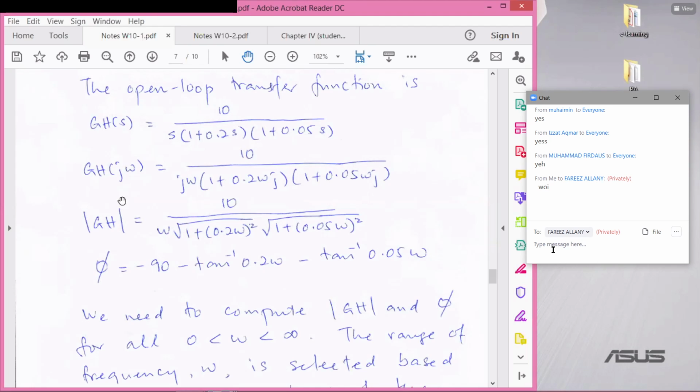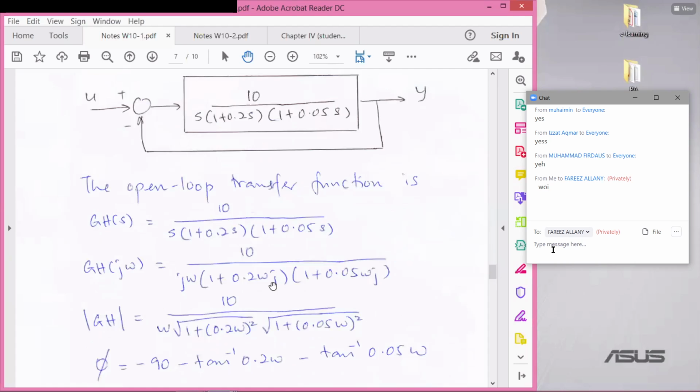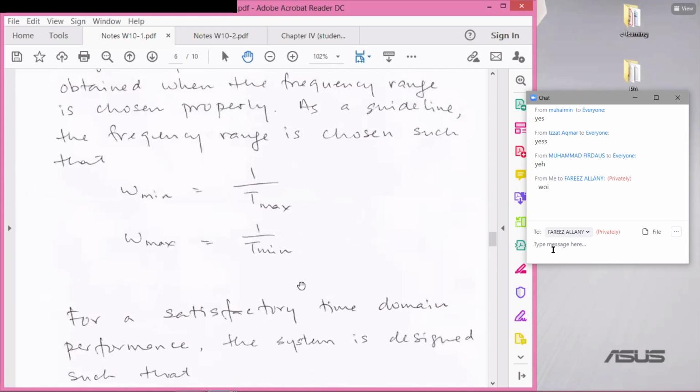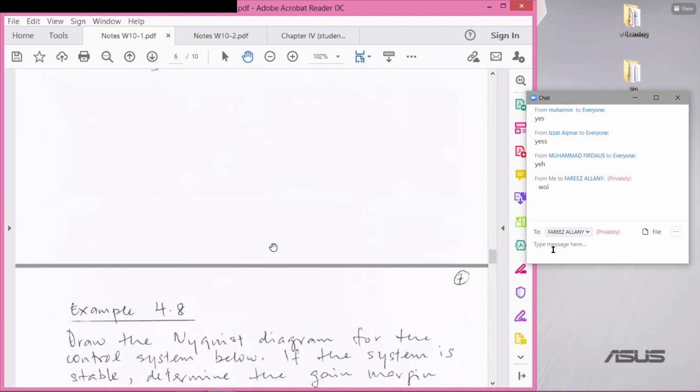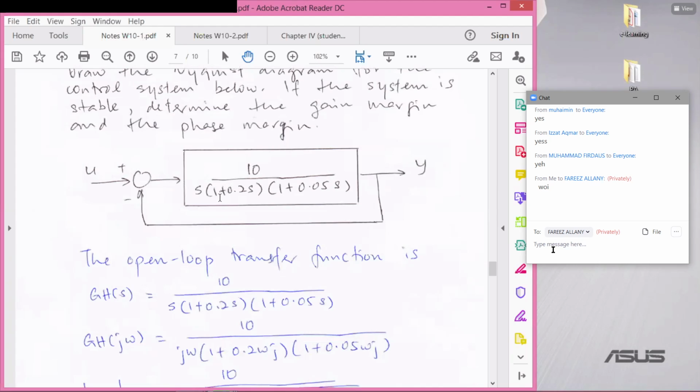Now you need to compute GH and the phase angle for all values of omega from 0 to infinity. So you need some guide on how to choose the values of omega. You need to know the maximum time constant and the minimum time constant. You can get these from the form 1 plus Ts, where T is the time constant. The minimum time constant is 0.05, and the maximum time constant is 0.2.